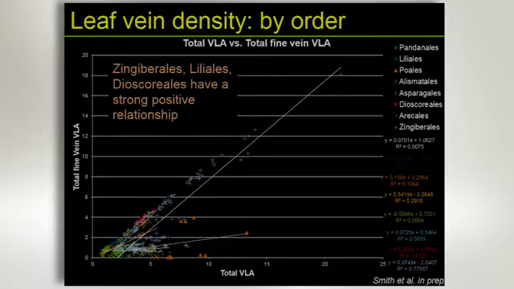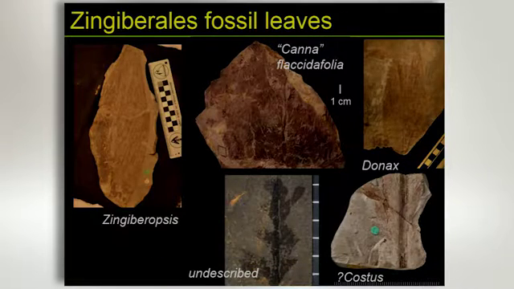So because of the ginger project, we've been looking at gingers a lot, and we were thinking maybe this is a quantitative way we can take a first pass at trying to figure out what these fossil leaves are. And so we've been reinvestigating some, including this genus Zingiberopsis, this fossil that was placed in the extant genus Canna.